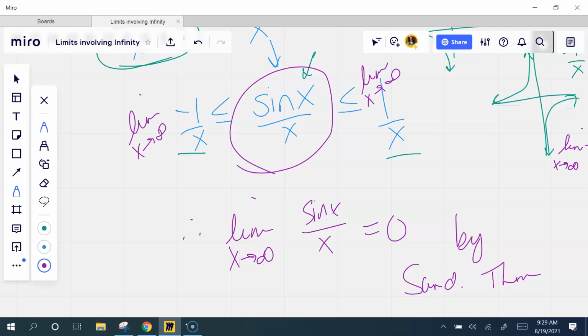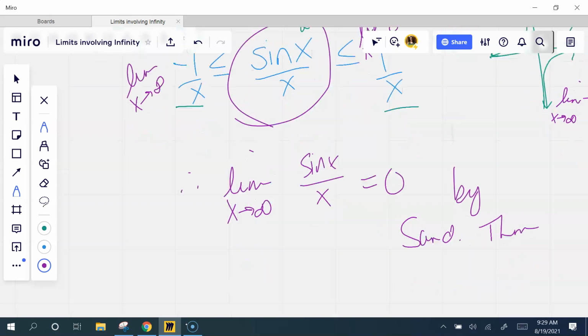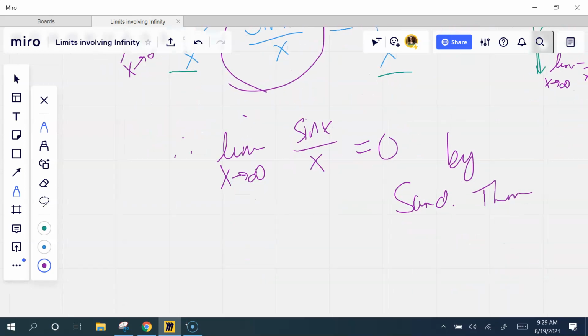Okay, so listen, what can I conclude about the graph of sine x over x from this also? Not only does the limit as x approaches infinity of sine x over x equal 0, but this also tells me what about the graph? If any limit goes to a number, it's going to be a horizontal asymptote.